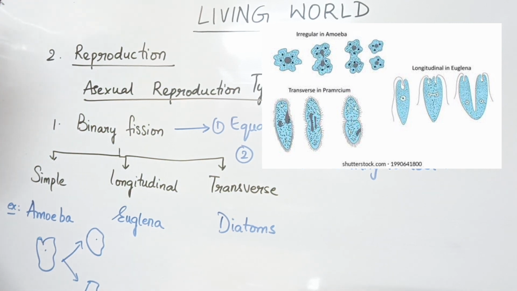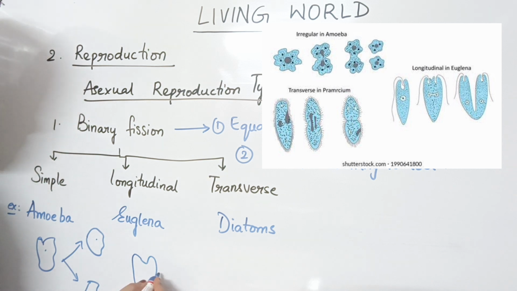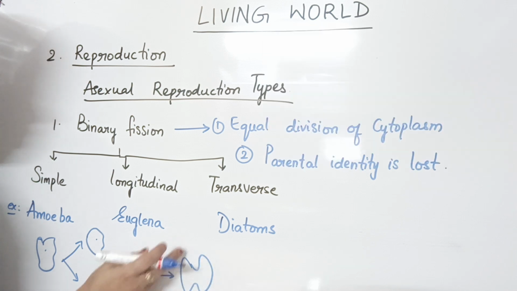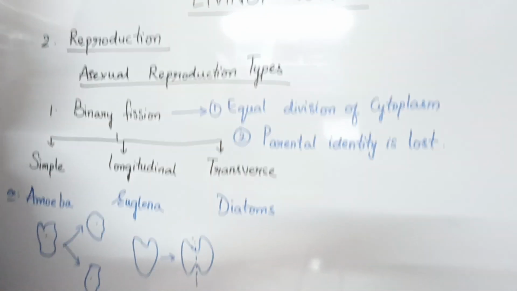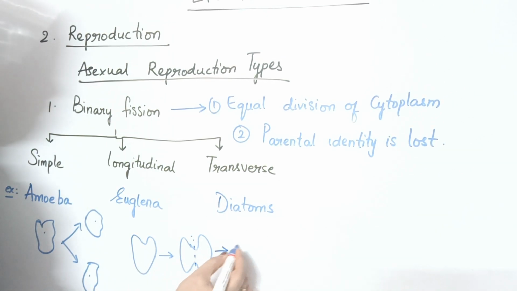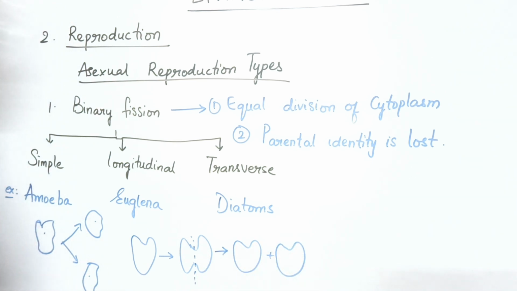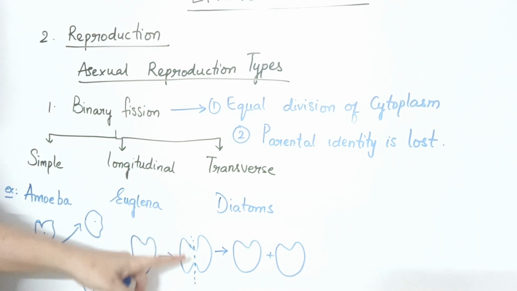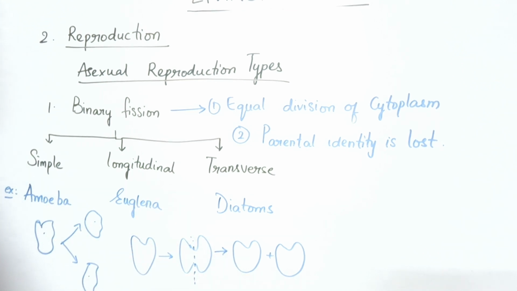In the case of longitudinal fission, the division of the cytoplasm takes place longitudinally, like this. Then it goes on by forming a division here in the center, forming two identical daughter cells. Longitudinal division you can find in Euglena. The cytoplasm divides longitudinally into equal, similar daughter cells.